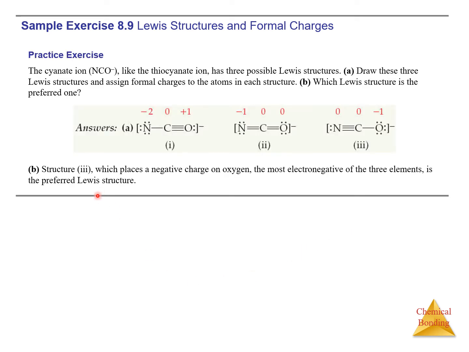And here you can do this practice exercise by yourself. Again, these are the formal charges. Which one is the preferred one? Notice here whether the negative charge is on oxygen or on nitrogen. Oxygen is more electronegative than nitrogen. So structure 3 is the preferred Lewis structure.